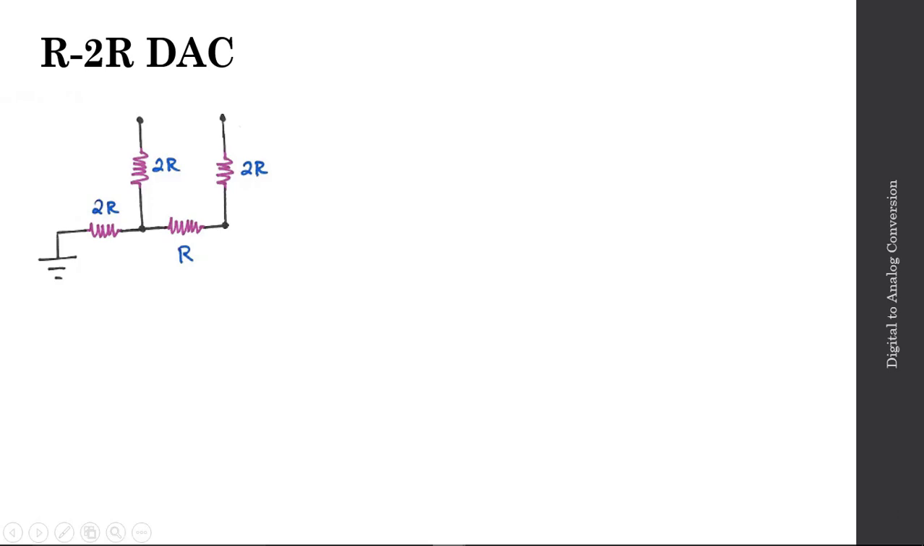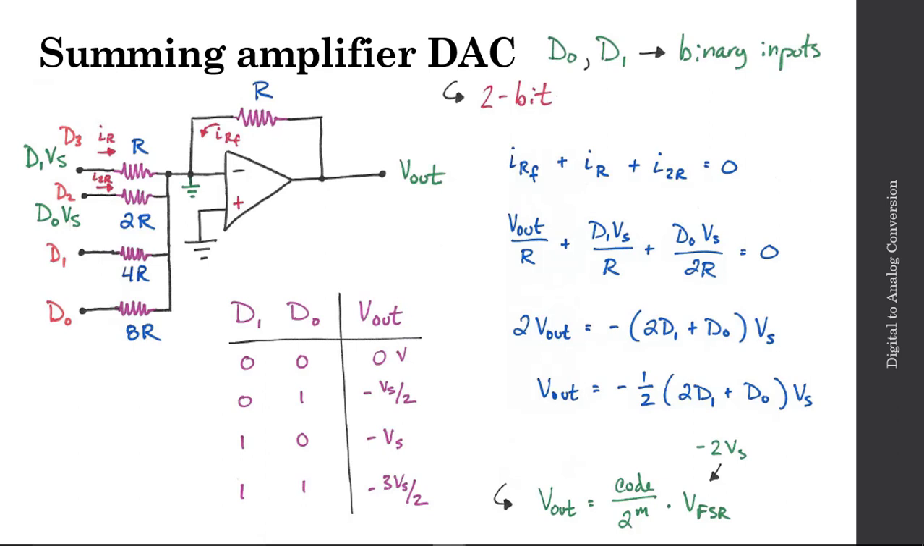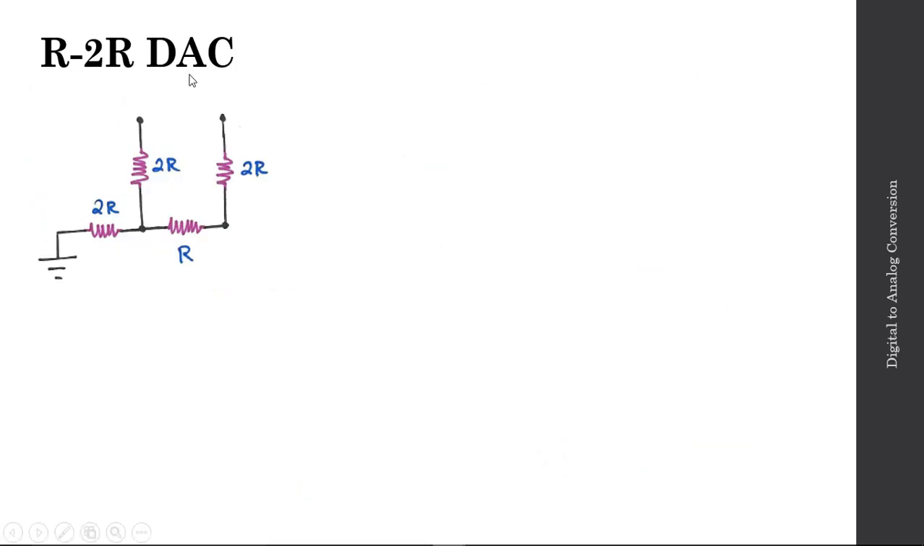We'll also consider the R2R DAC, which in comparison to the summing amplifier, where we had resistances that were doubling in value each time, so these higher resistances, they can often be hard to locate, identify or purchase, the R2R DAC only requires two types of resistors, so one at R and another at 2R. We'll start with the 2-bit DAC and then we'll evaluate how to expand our DAC for higher bit numbers.